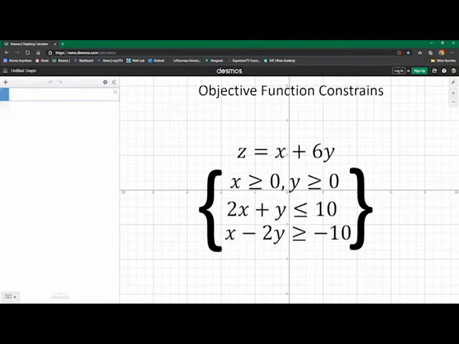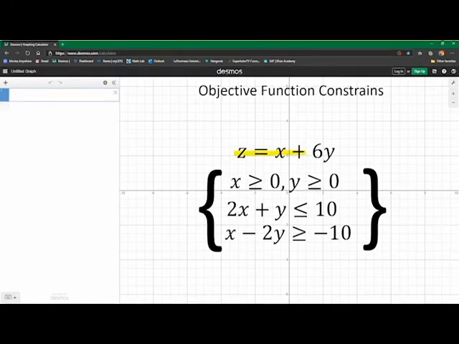Our problem here is z equals x plus 6y. X is greater than or equal to 0. Y is greater than or equal to 0. 2x plus y is less than or equal to 10. X minus 2y is greater than or equal to minus 10. The first line in the equation, z equals x plus 6y, is the equation we will need to find both the maximum and minimum values for x and y.